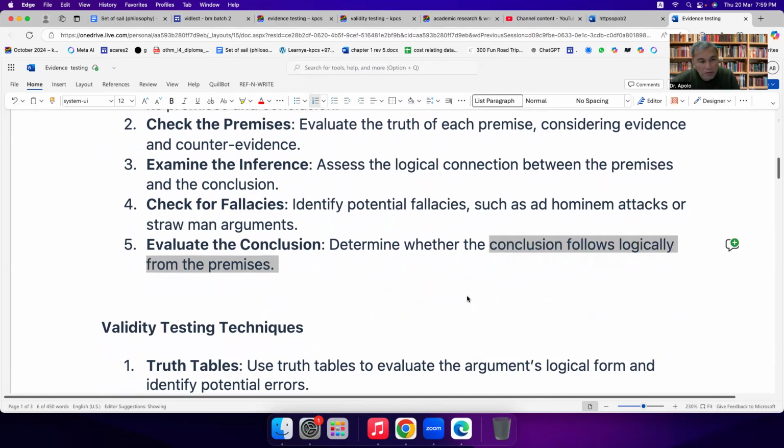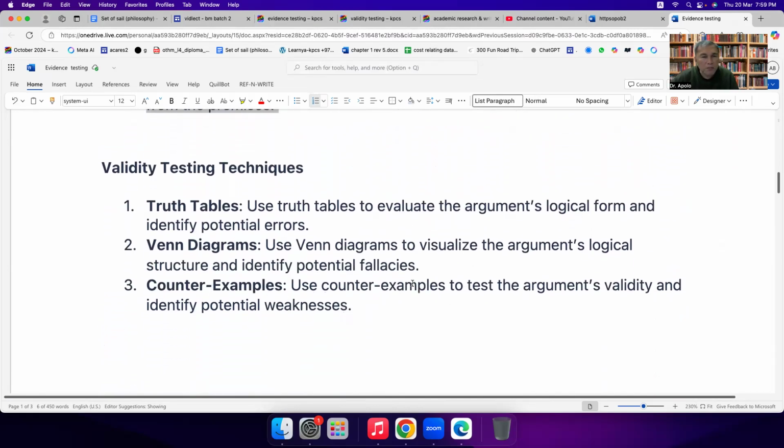Another thing is validity testing techniques. We have the truth table. Use truth tables to evaluate the argument's logical form and identify potential errors. A truth table shows all the possible outcomes. For example, x and y: assign a value of yes and no, so it becomes 0 0, 0 1, 1 0, 1 1, and for each variation pattern, what are the possibilities. That is a truth table, usually used with computers, in AND and OR expressions.